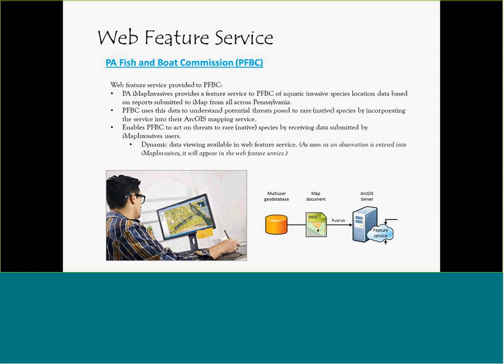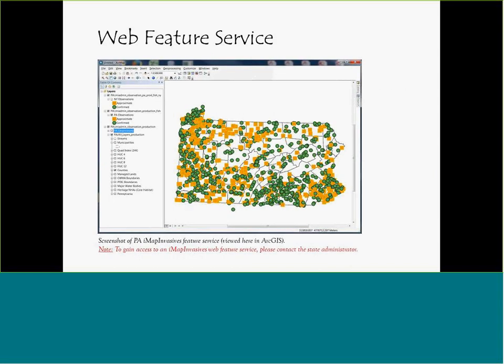Something that's neat about the web feature service is that even though it's its own separate thing, it's tied to iMap so that it's a dynamic data viewing service. Essentially, as soon as a record is put into iMapInvasives on our platform, it will show up in the web feature service that Fish and Boat can see. So it's dynamic in that regard. It doesn't take a day or a week for that data to show up. It happens right away. Pretty cool.